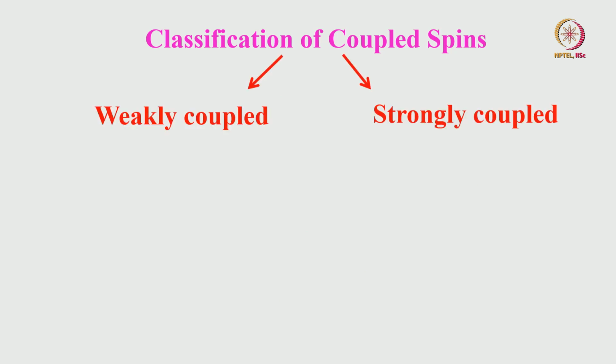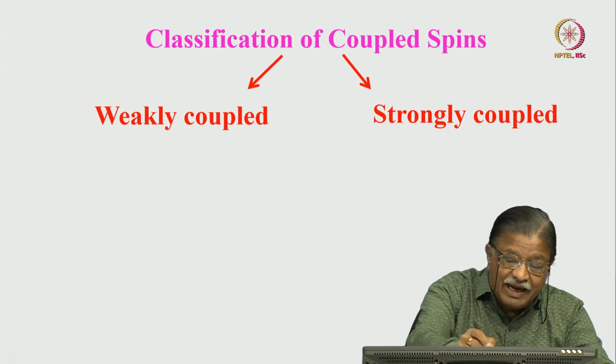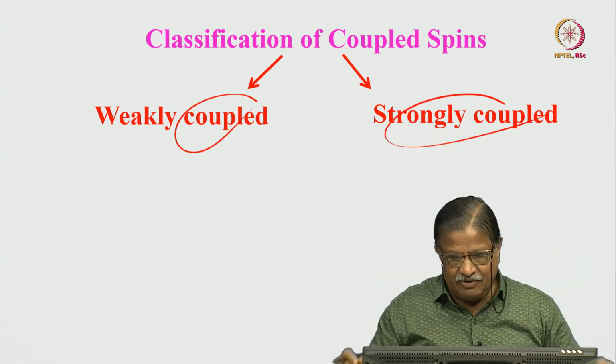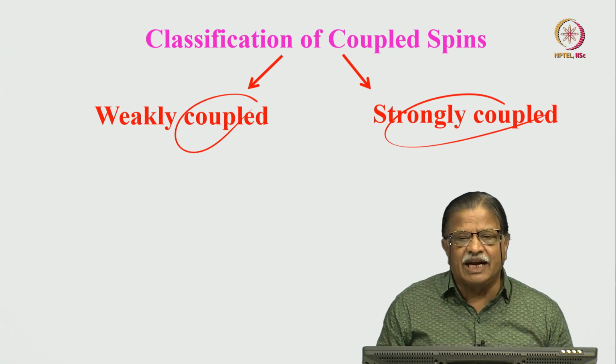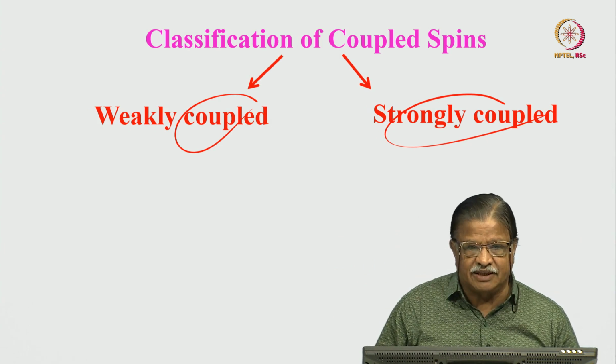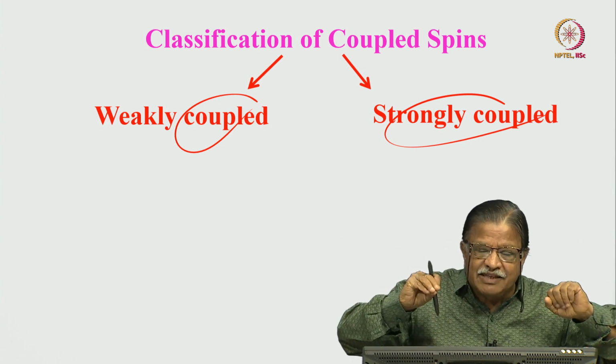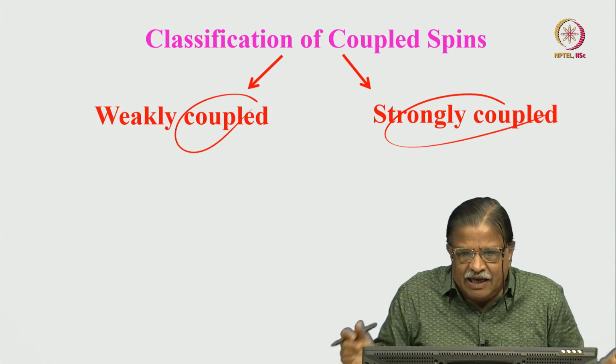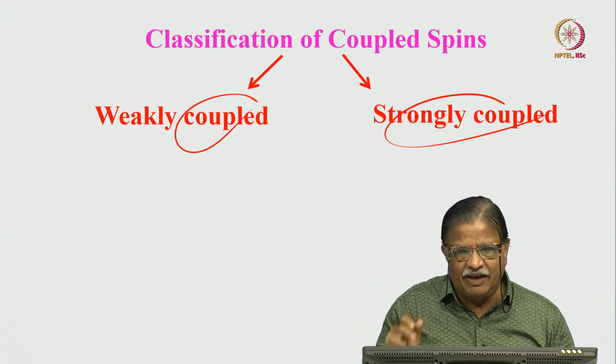Coupled spin systems can be classified into two groups. What are those two groups? They are strongly coupled and weakly coupled. What do you mean by a weakly coupled and a strongly coupled spin system? This is something we have to understand. Of course, from your knowledge you can say if the J coupling is larger, the coupling is stronger, and if the coupling is very small, it is weakly coupled. That is the common belief, but that is not the only way to understand it.